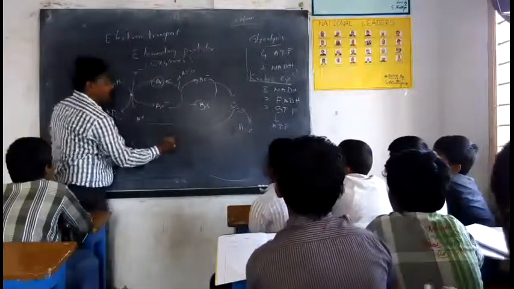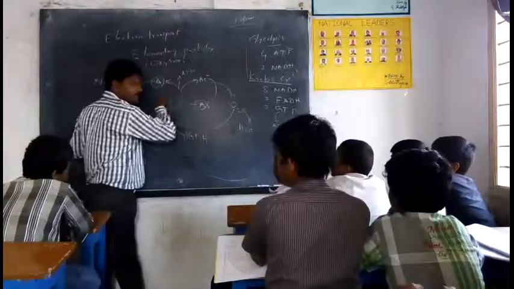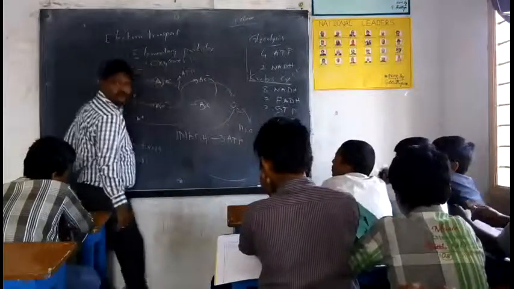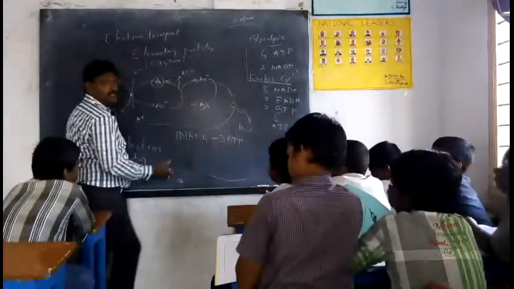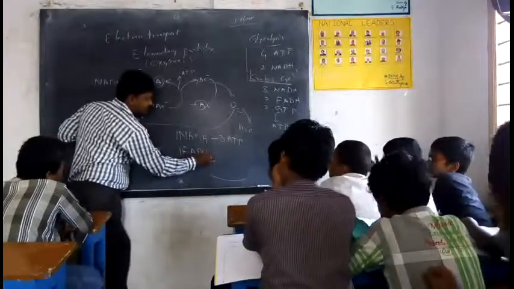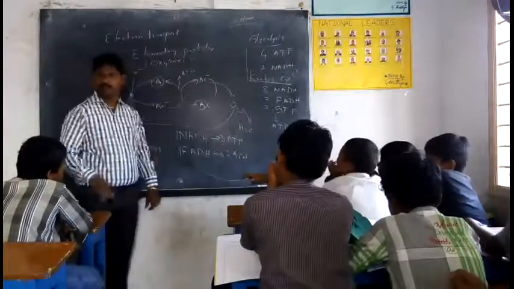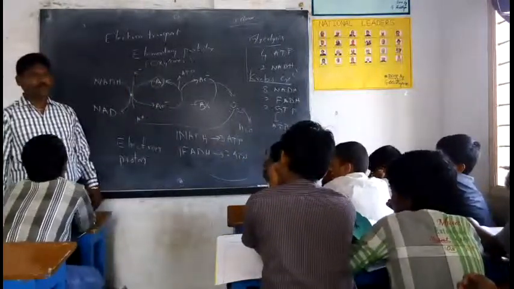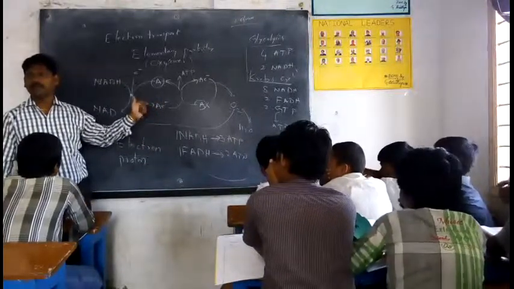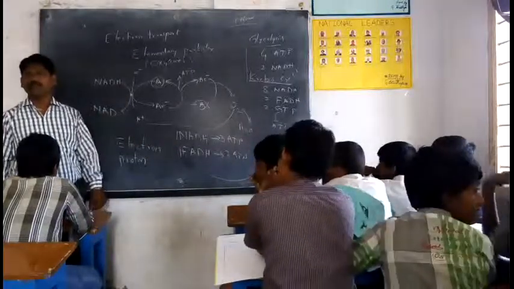See, when one NADH molecule is involved in electron transport, it yields 3 ATP. Three times energy is produced, 3 ATPs are produced. When one FADH is involved, 2 ATPs are produced. So one NADH is almost equal to how many ATPs? 3 ATPs. And one FADH is equal to how many ATPs? 2 ATPs.